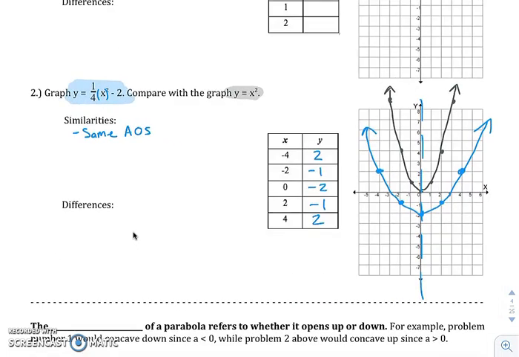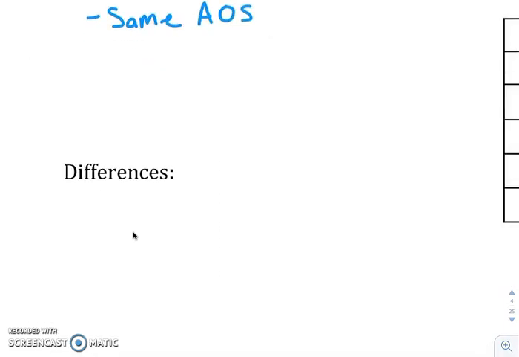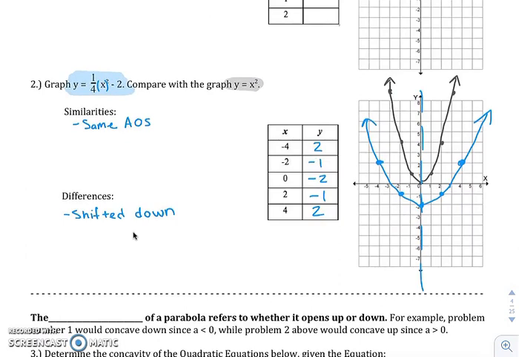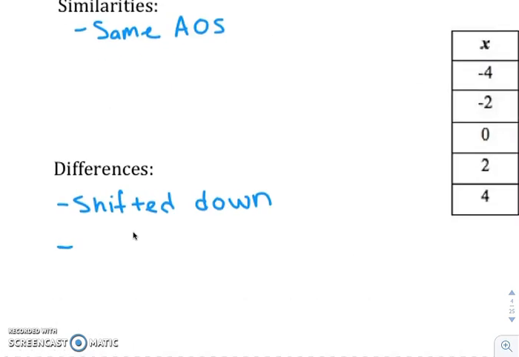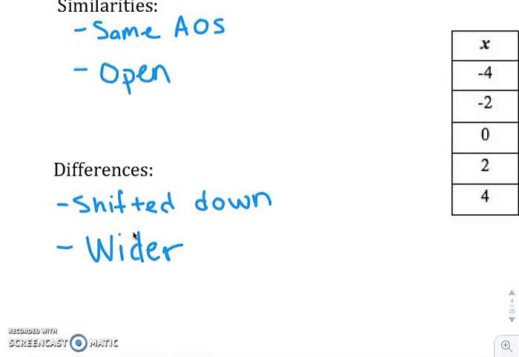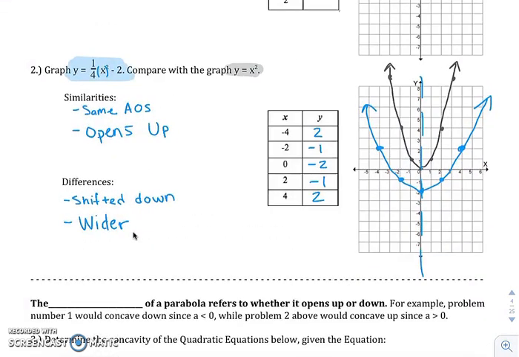But differences, well, the blue graph shifted down 2 from the origin. And it's also a little wider because of that 1/4. 1/4 is smaller than 1, so it should be wider or flatter. So the blue function, the 1/4 function, is wider, but they are still opening up. So that would be a similarity. But just things you can see. I can visually see it's moved down, and I can see that it's a little wider, so I would put those things. So go ahead and try the first graph.